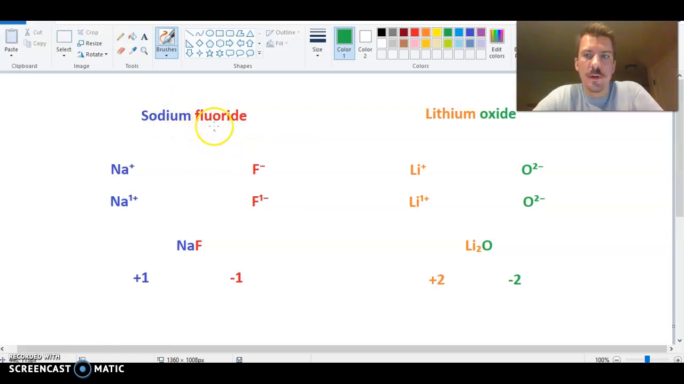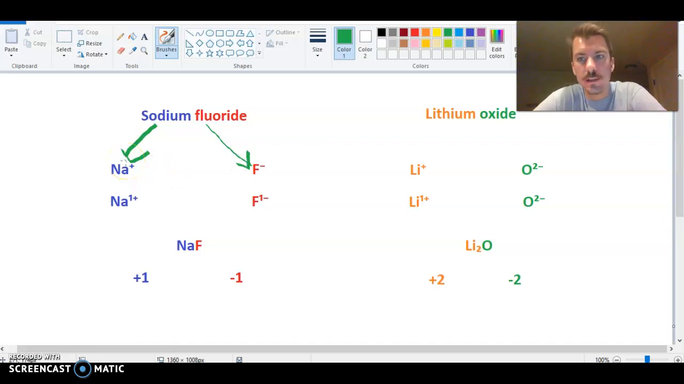So the first compound that we'll deal with, sodium fluoride, what we need to do first is split our compound and identify the two participating ions, the cation and the anion. So here, using my brush, I am identifying sodium as Na+, and I'm identifying fluoride as F-.